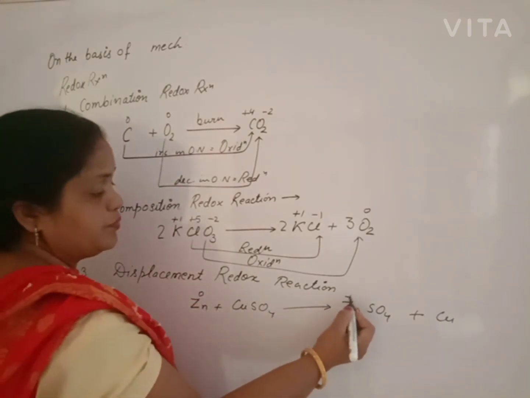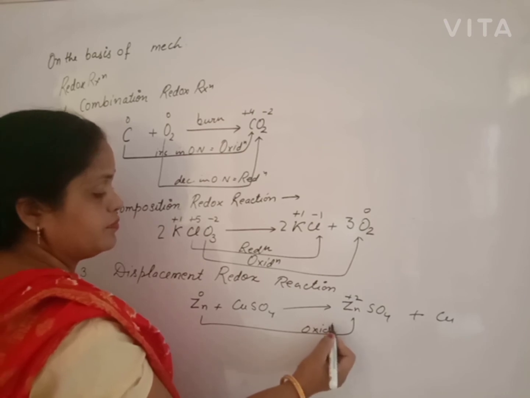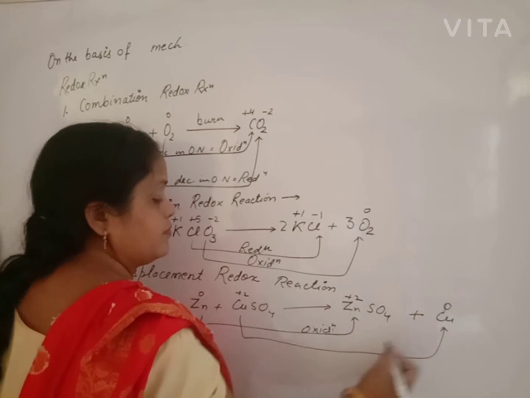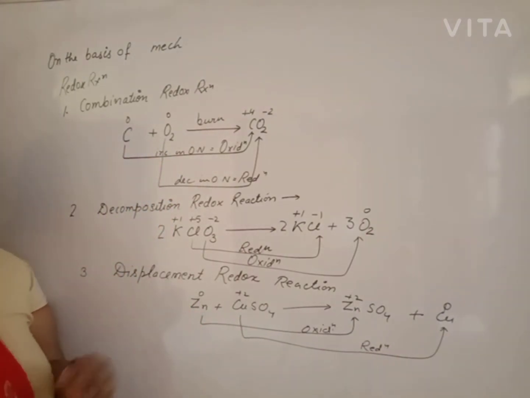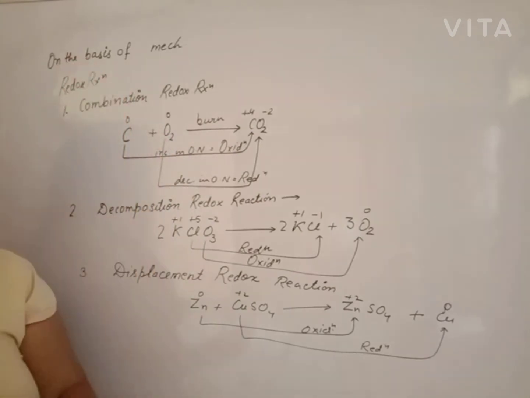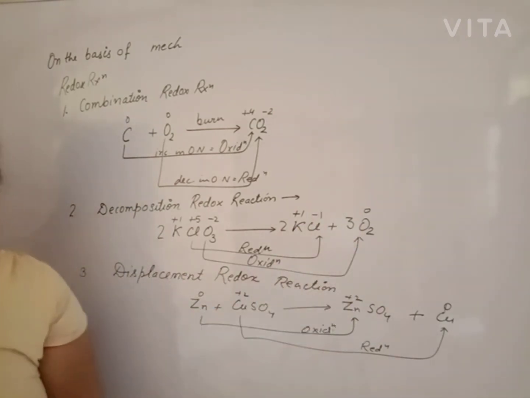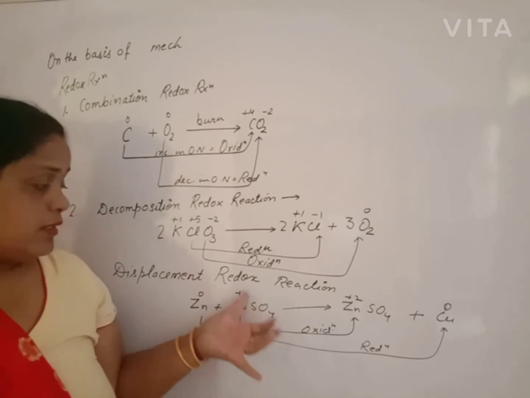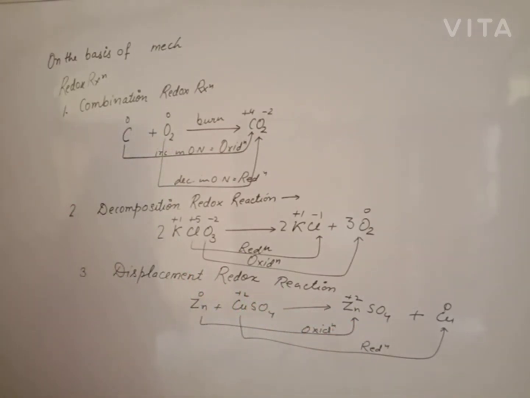0 to +2, oxidation. Beta, +2 to 0, reduction. In the reactivity series, elements present on the upper side are more reactive, lower side less reactive. More reactive element displaces less reactive element very easily by change in the oxidation number. That is known as displacement redox reaction. Fourth one, that is the important one, disproportionation reaction.